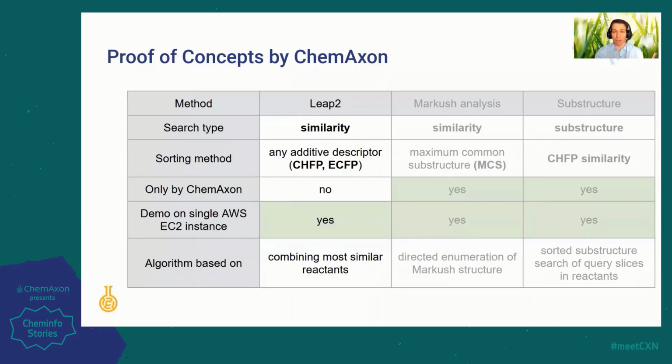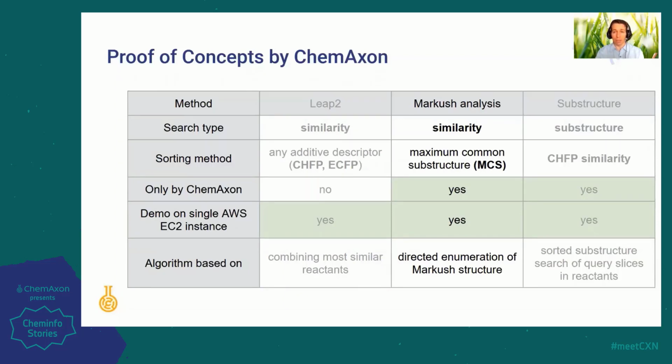The first is the LEAP2 algorithm that was not invented by Chemaxon. We just implemented it. It's a similarity-based algorithm. We used it with a chemical hash fingerprint to sort, and it's based on combining only the most similar reactants, so not all of them, just a few segments of them, which make the most similar products combined.